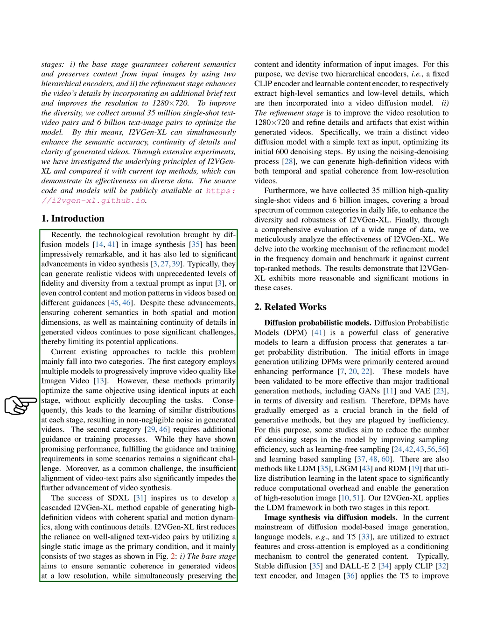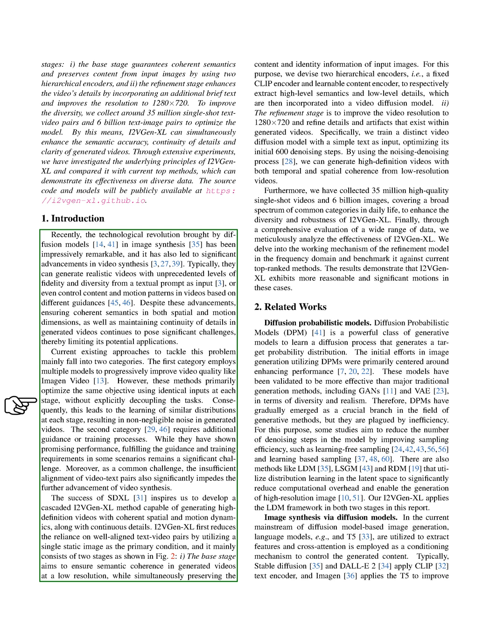However, there are still challenges to overcome, such as ensuring the coherence of semantics in both spatial and motion dimensions and maintaining the continuity of details in the videos produced. There are two main approaches to address these issues. The first approach uses multiple models to gradually enhance video quality, like the Imagine Video method. However, these methods often optimize the same objective using the same inputs at each stage, without separating the tasks. This can lead to learning similar distributions at each stage and result in noticeable noise in the videos produced.